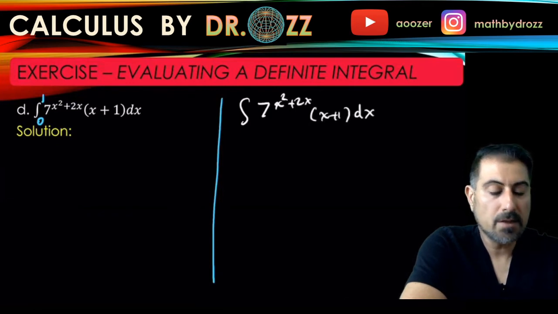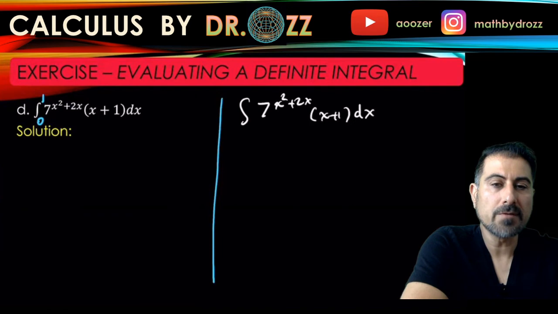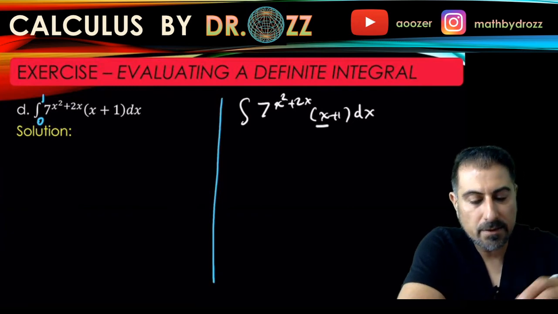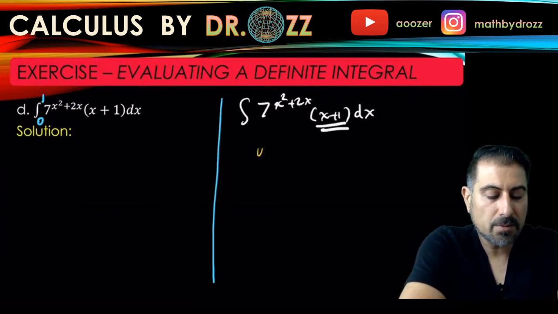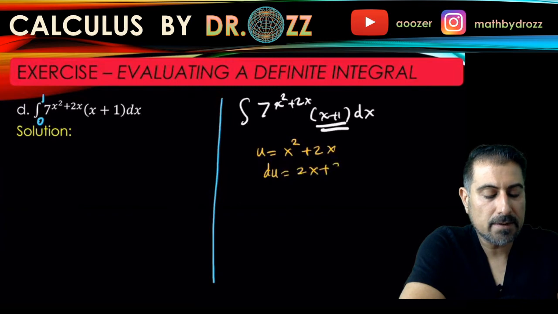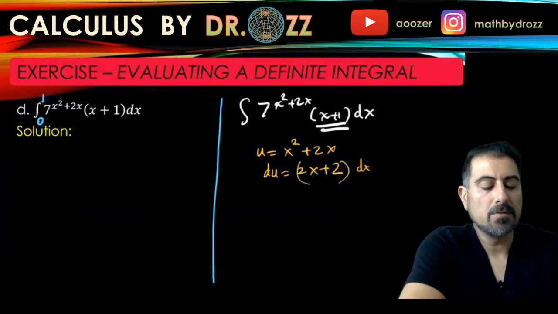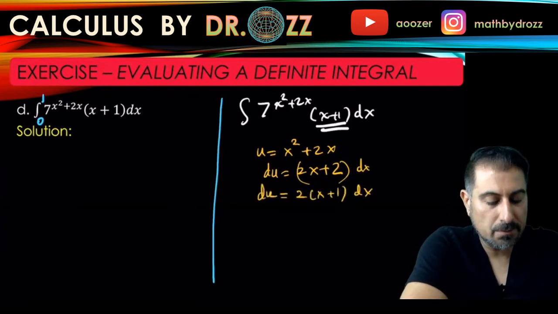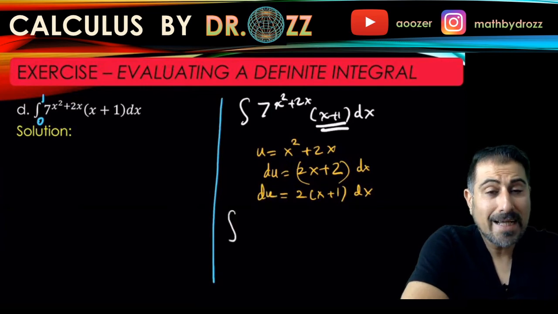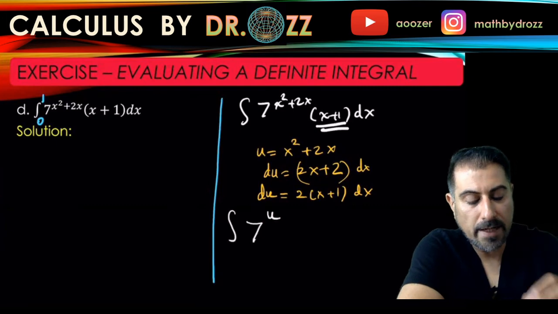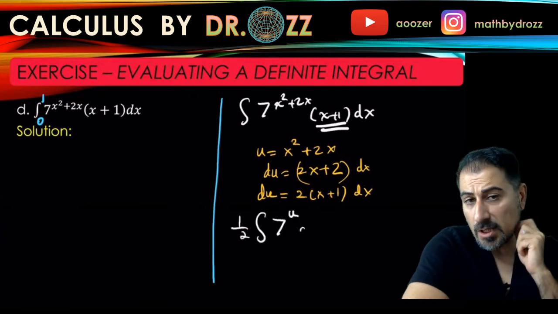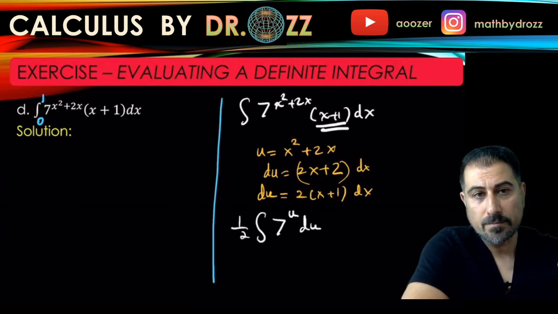So here, if I call the top to be u, the derivative of that is going to be 2x plus 2, which is twice this quantity here. So the good news is that if I call the top to be x squared plus 2x, du is going to be 2x plus 2 dx, but that is equivalent to 2 times x plus 1 dx, okay? So therefore, this integral is converted into 7 to the power of u and 1/2 du. So let me just put the 1/2 out of the integration so that I can do that integration in one shot. 7 to the u du.